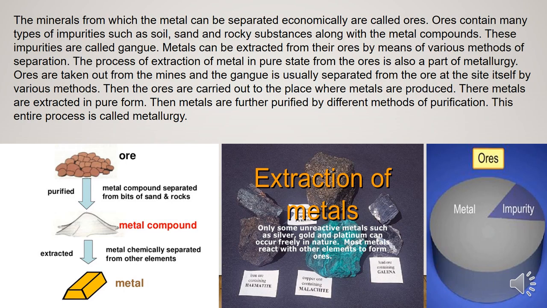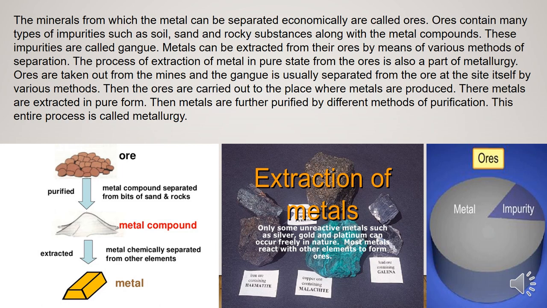Metals can be extracted from their ores by means of various methods of separation, okay. The process of extraction of metal in pure state from the ores is also a part of metallurgy. Ores are taken out from the mines and the gangue is usually separated from the ore at the site itself by various methods. Now in your 6th standard you all have learned a very simple method of separation of things. If we had some metal and it had some sand in it, we used a magnet, and the metal would get separated and the sand would be left separate.